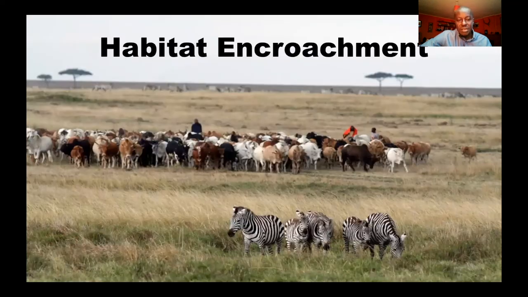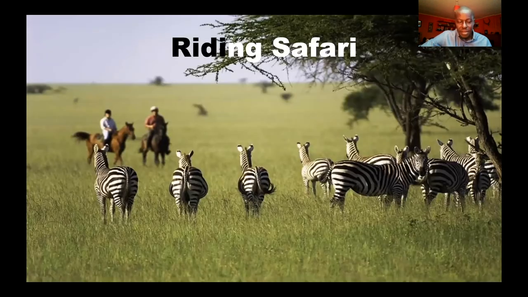You see photos like that. These are some Maasai herdsmen grazing the animals, and there are some zebras there. They call this habitat encroachment. And the Maasai guy there is treated like he's a problem. But if you see this photo, it's called a riding safari. The difference is that one is a black man with some cows, and this is some white people with horses. But the zebras, to them, it's all the same. It's human prejudice that's coming in, and it masks the reality of conservation today.